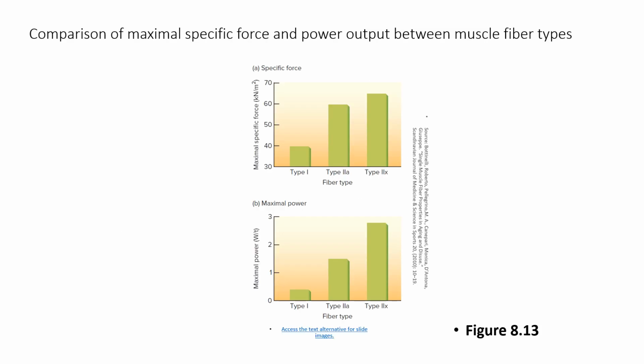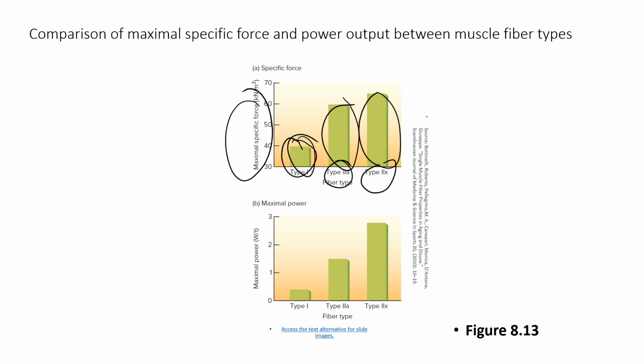To continue talking about that, I want to go back to this idea of specific force. Specific force, again, is the amount of force that a muscle fiber can produce per area. Okay, so let's just say this hypothetical situation where we have the same sized type 1, type 2A, and type 2X muscle fiber. They're all exactly the same size. What you would see is at the exact same size, the type 1 muscle fiber would produce much less force than the type 2A or type 2X fiber, and that's because it has less myosin and actin per area.